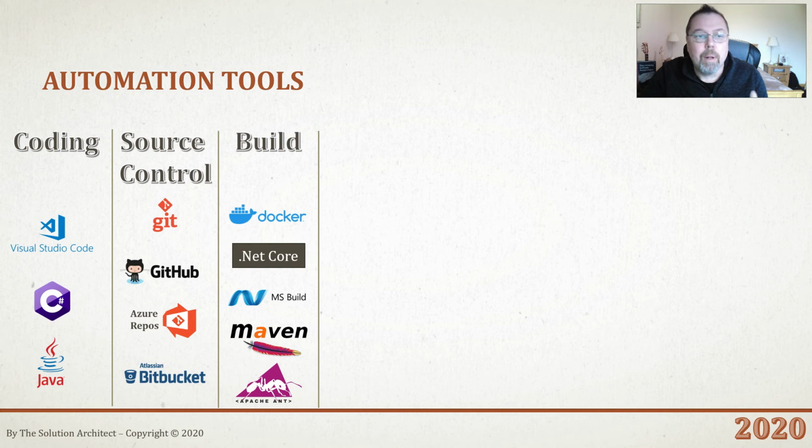Then you have a build process in your automation, and you can use tools such as Docker if you've got a container that you want to deploy. You can use the .NET Core command line environment to build your code as well. You can also use MS Build if you've got anything else that you want to build in .NET. You can use Maven and Apache Ant for any Java type of builds.